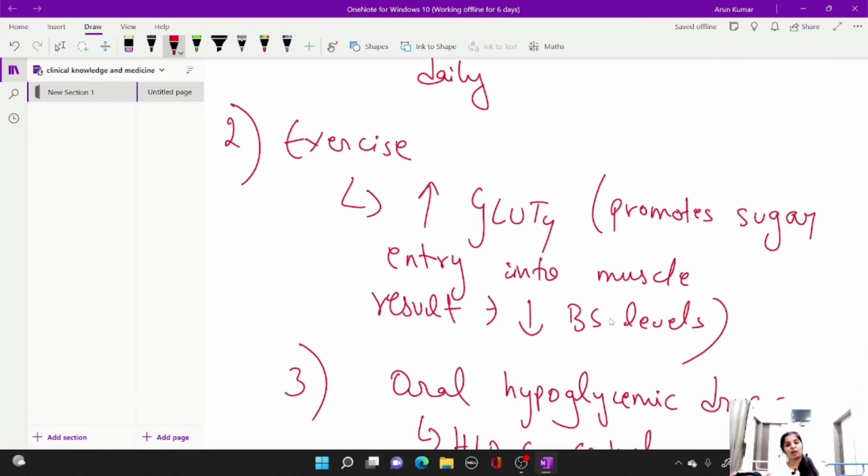Then exercise is highly recommended, like a brisk walk or jogging for 30 minutes on a daily basis is enough for the patient, which will increase the GLUT4 levels, and that will promote sugar entry into muscles, which will result in decreased blood sugar levels.